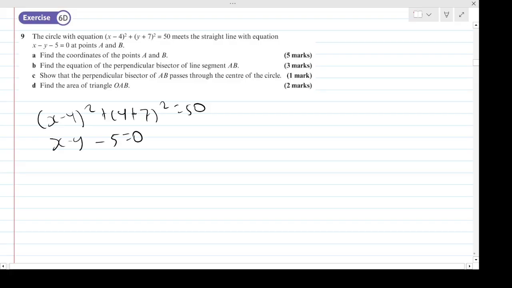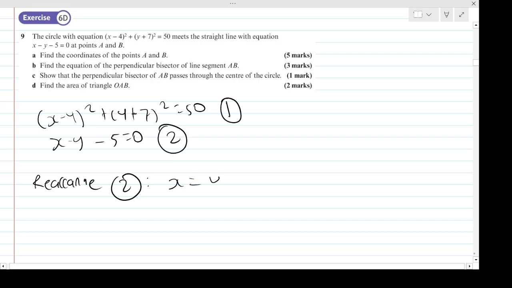At points A and B, well, again, if we're considering where they intersect, we need to equate them together, so they're simultaneous again. So solve them as we normally do, as we just did. Well, the second equation isn't exactly in the form y equals, so we need to rearrange it a little bit. So if I rearrange equation 2, let me rearrange for x this time. So x would be y plus 5.